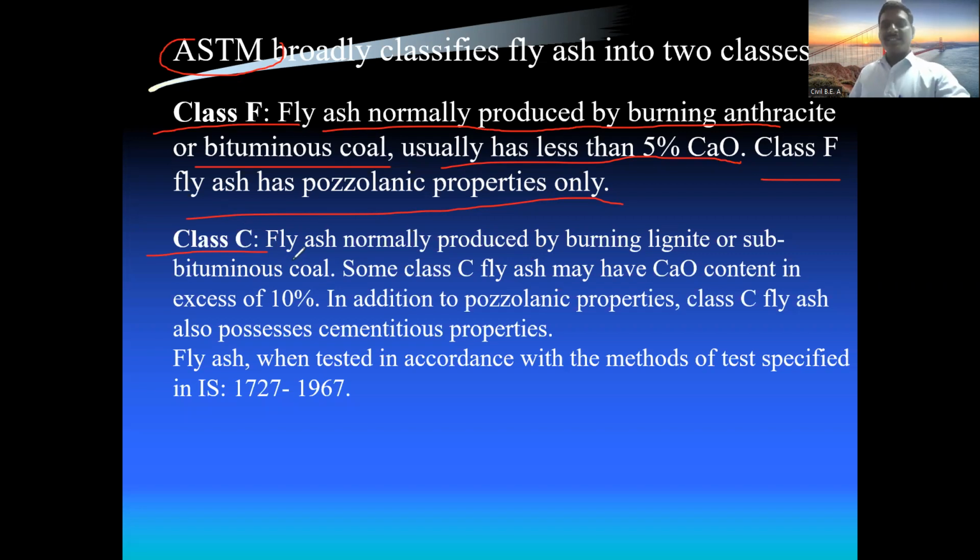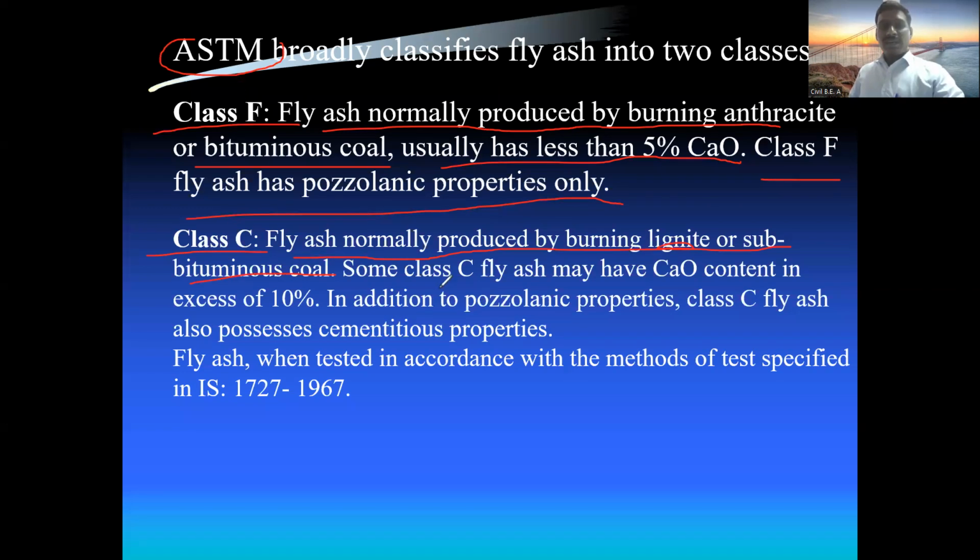Then class C, what is class C? The fly ash is normally produced by burning lignite or sub-bituminous coal. So how is fly ash produced? It is produced by burning lignite or sub-bituminous coal.